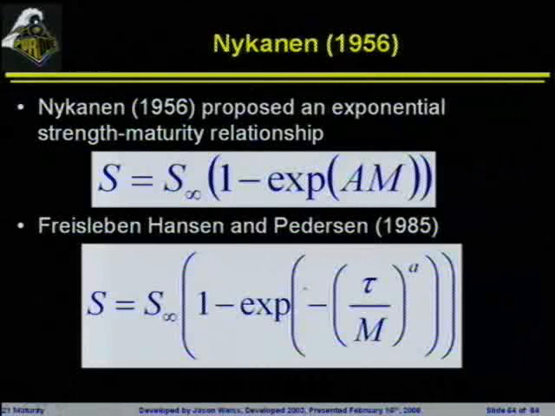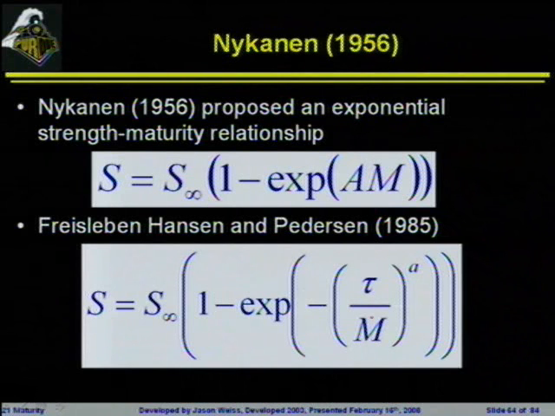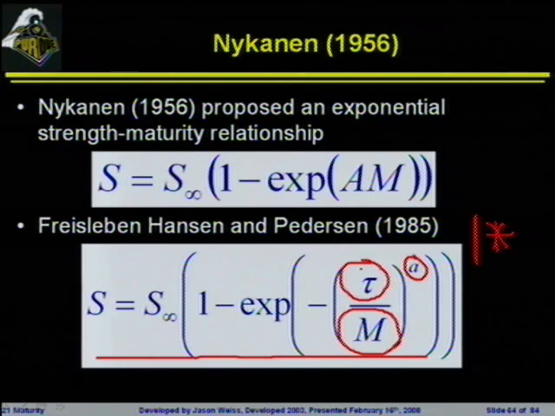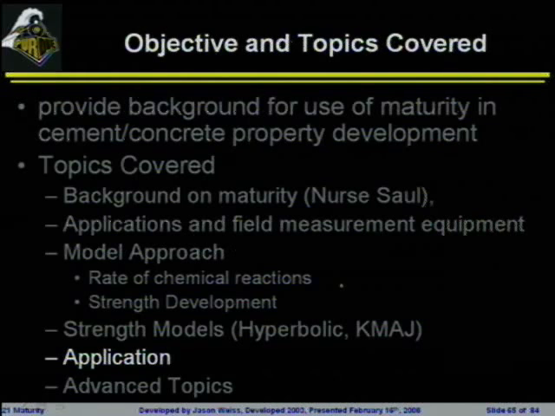Okay. As I mentioned before, the hyperbolic equation isn't the only equation that's out there. There are exponential equations that are out there, and these have been picked up and used by different people. Predominantly, you will see this one being used in a lot of the research that's coming out of Europe. This was Fries-Leben, Hansel, and Peterson's work out of Denmark. So instead of using that hyperbolic equation, they will use an equation that looks something like this. Again, M, A, and tau are things that are going to be fit to our overall response.